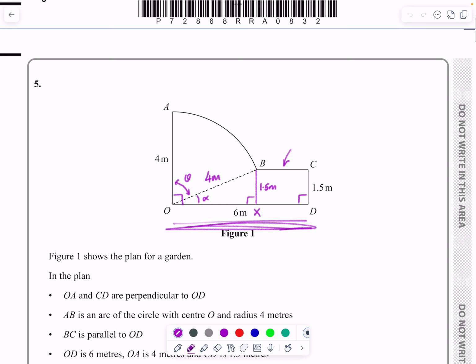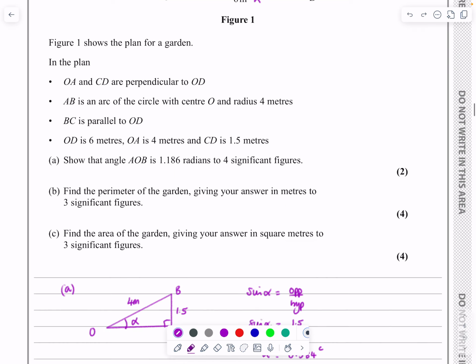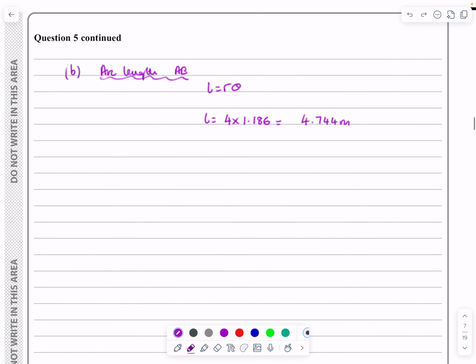And what I'm going to do is use the same triangle I had here, okay? If I know this length, and I'm looking for that length there, OX, it's just Pythagoras, isn't it? It's just 4 squared take away 1.5 squared, square rooted. So that will give me OX, and if that gives me OX, then XD is just 6 take away that. And obviously BC and XD are the same thing here. Okay, let's make that clear to the examiner, more importantly to the examiner.